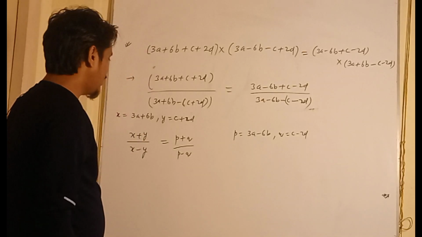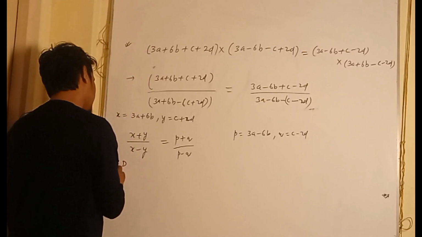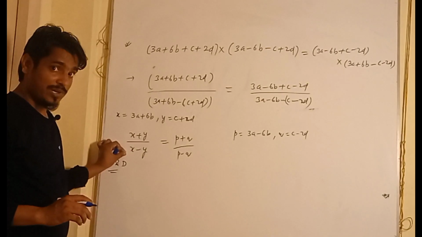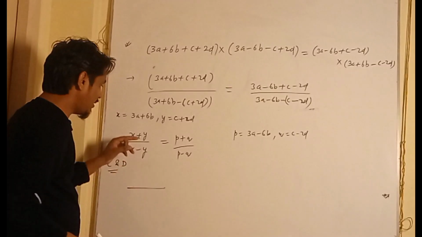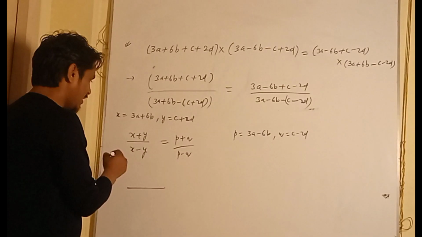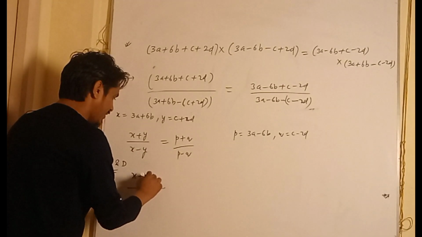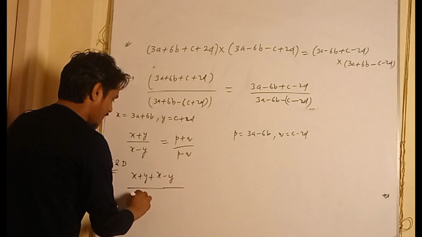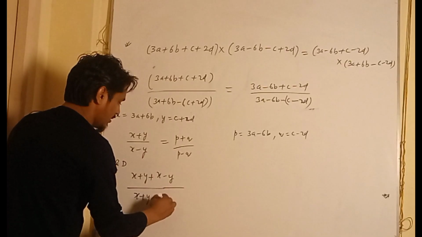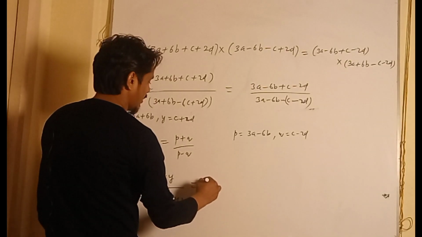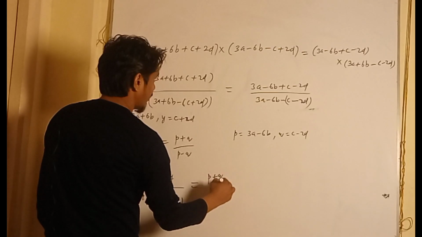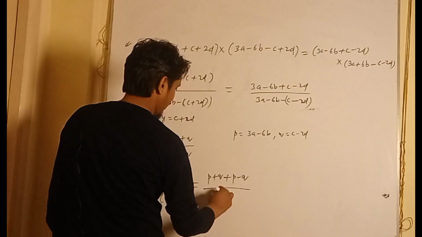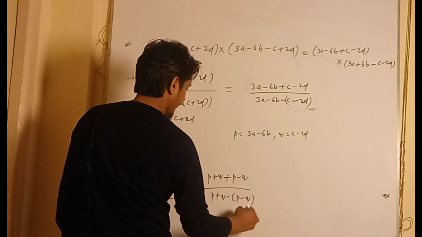Now we can use componendo and dividendo. If we use componendo and dividendo, we can write the numerator as the sum of numerator and denominator, and the denominator as numerator minus denominator. So this is x plus y, and we are adding the denominator, x minus y. In the denominator we have x plus y minus the denominator, x minus y, and on the right this is p plus q plus p minus q over p plus q minus (p minus q).